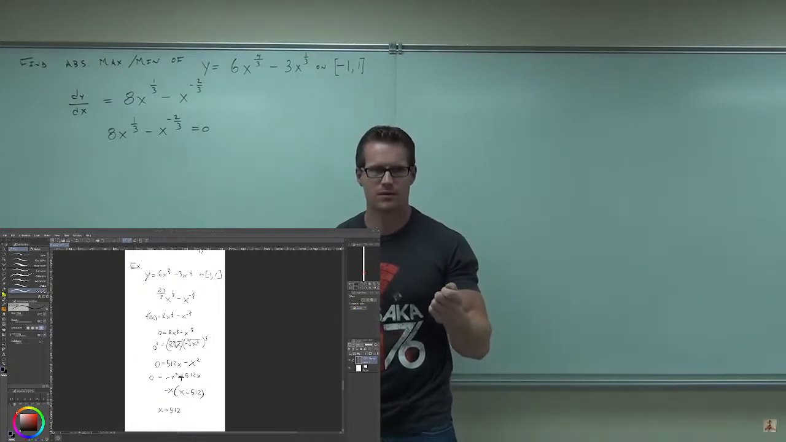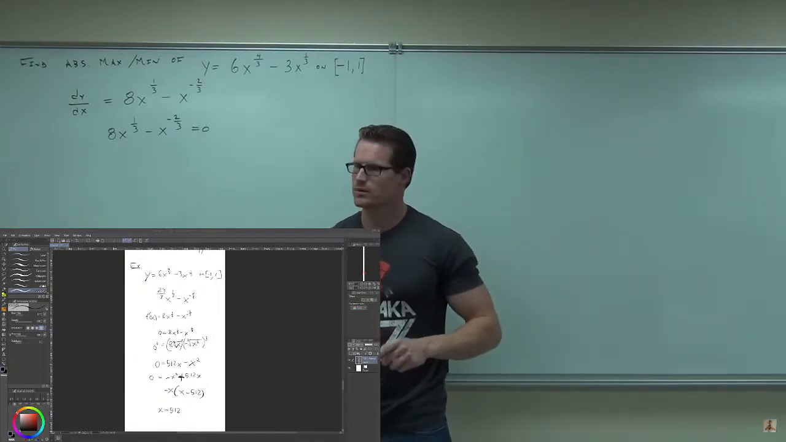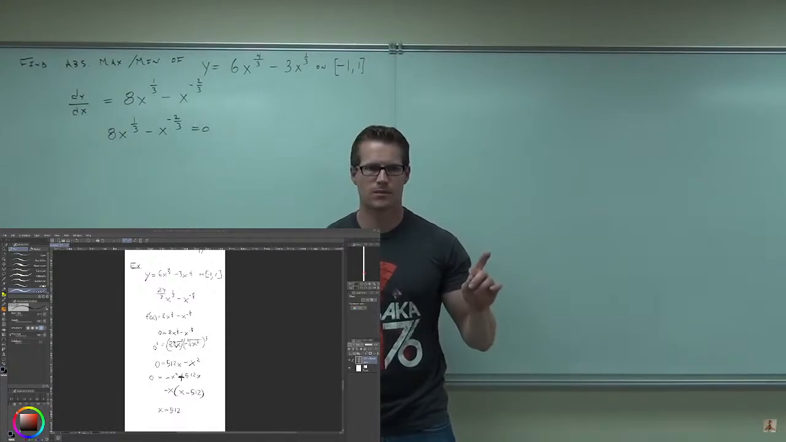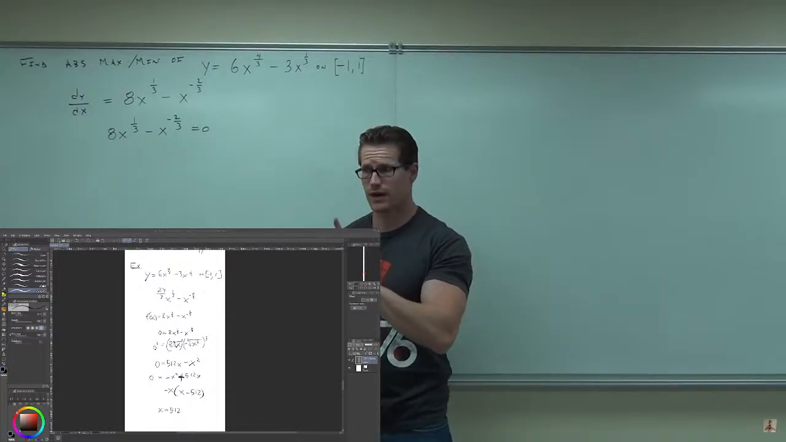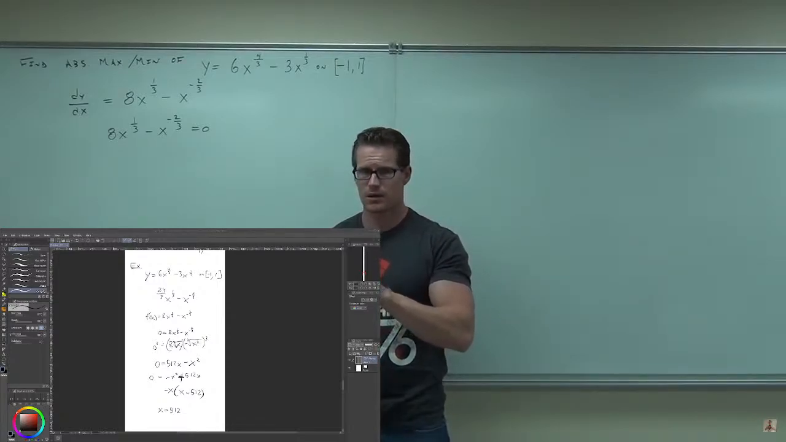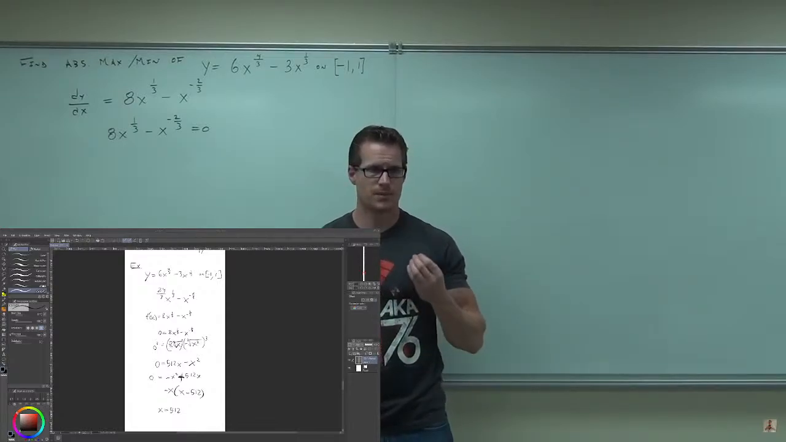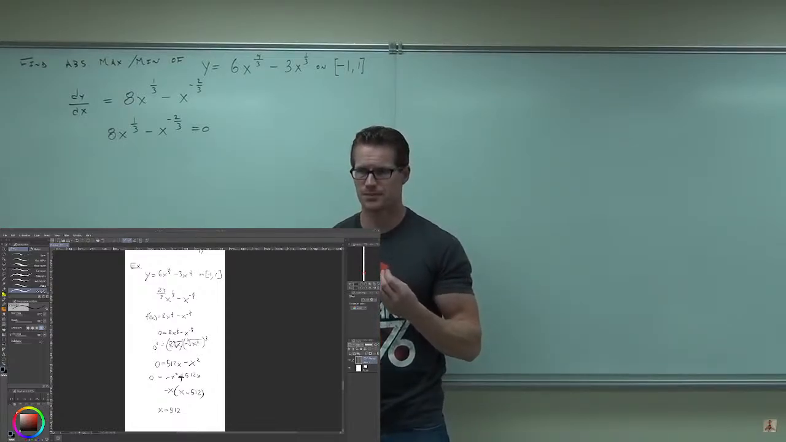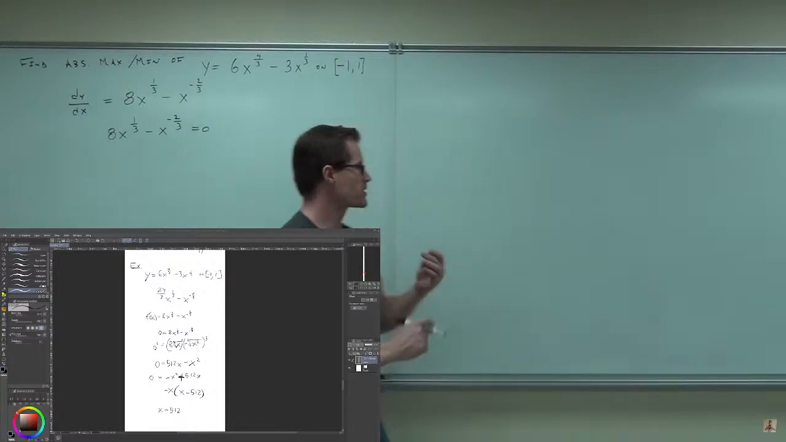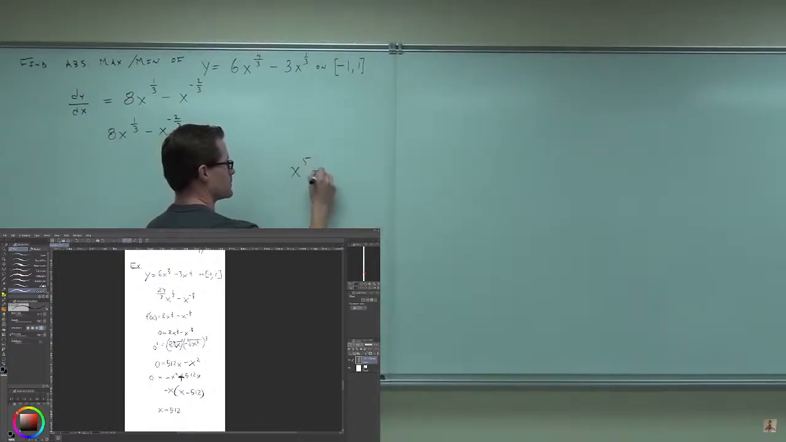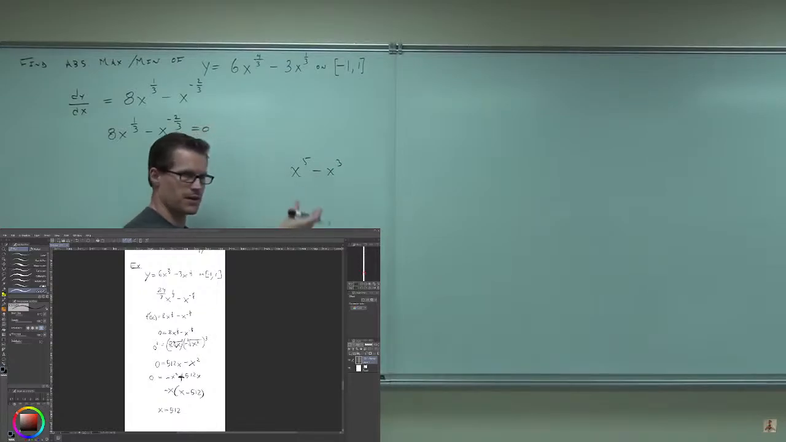How? You could factor out x to the 1/3. No, not that one. Find the common denominator. No. Factor, yes, factor. But which one? The smaller one. The smaller exponent is what you factor. Okay, you wouldn't try to factor out x to the 5th out of that, would you?